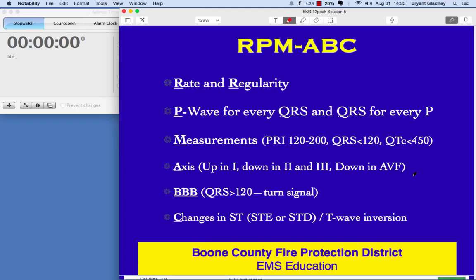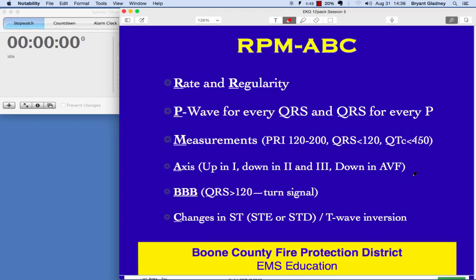As far as A and B goes for axis, we're really just looking for that situation where we have a right bundle branch block and a left anterior fascicular block, which would mean that we would have pathological left axis deviation. You have pathological left axis deviation when your QRS is upright in 1, it is negative in 2 and 3, and it is down in AVF. So predominantly positive in 1, predominantly negative in 2, predominantly down in AVF.